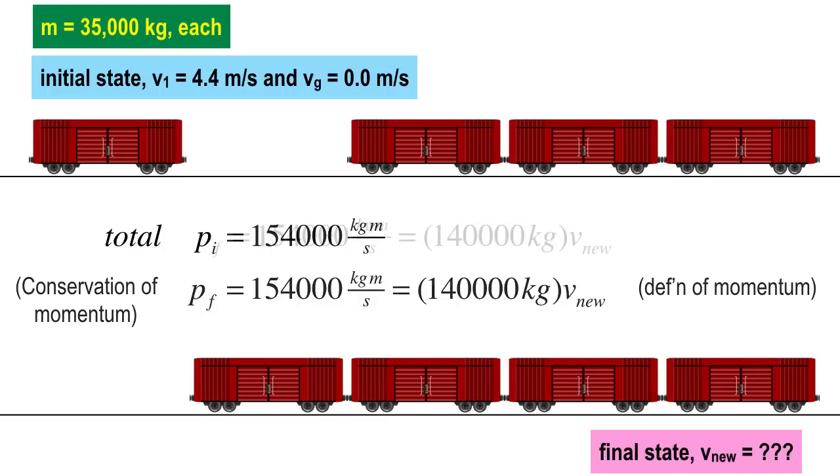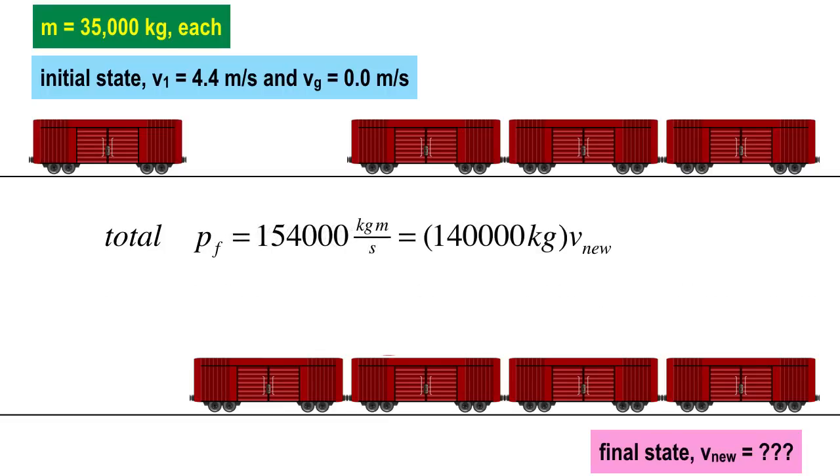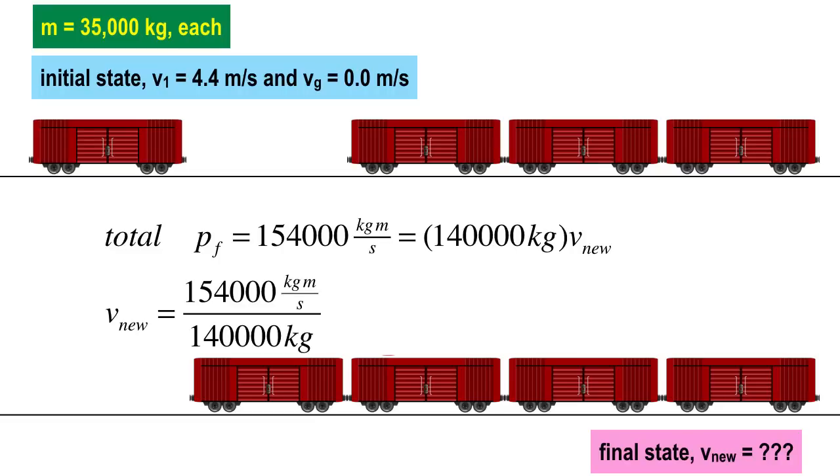So we're able to do that. All right, so let me park this up here. All right, so there's our combo equation. Conservation of momentum gives me the left side, and definition of momentum gives me the right side. Laura, do you have a question? Okay. So now we're ready to solve for V subscript new. How do you do that? Oh, you just divide both sides by 140,000 kilograms, that's all.